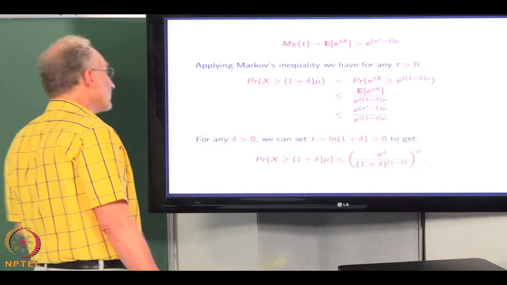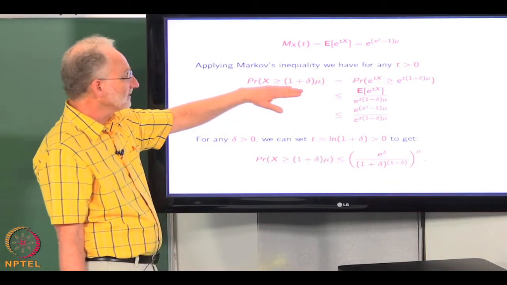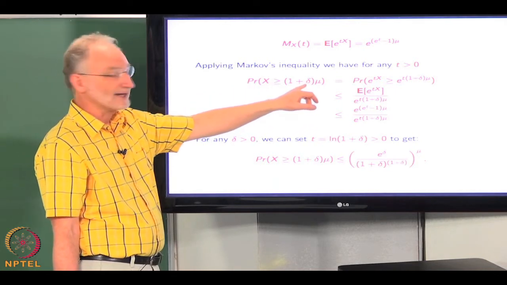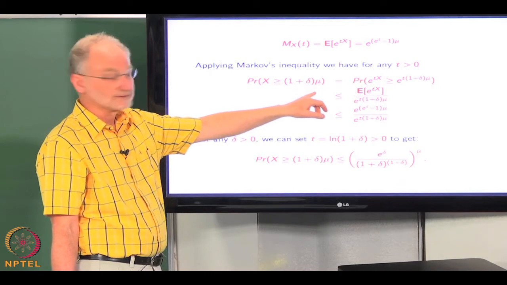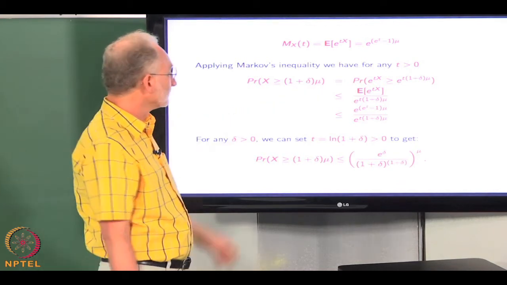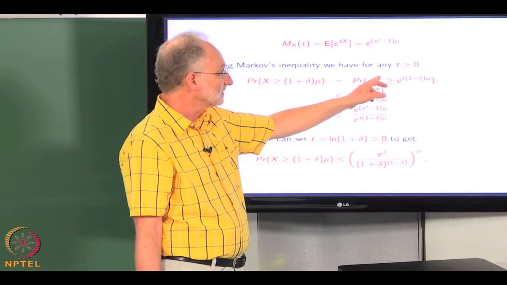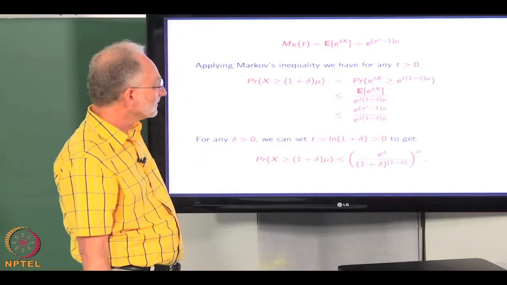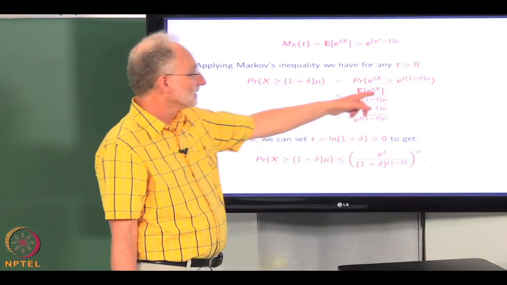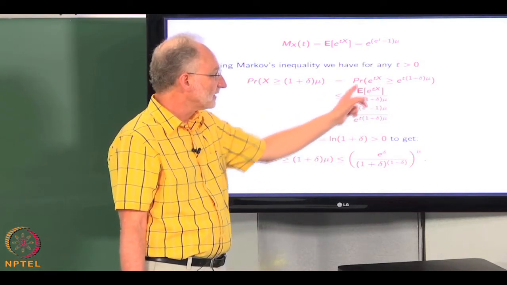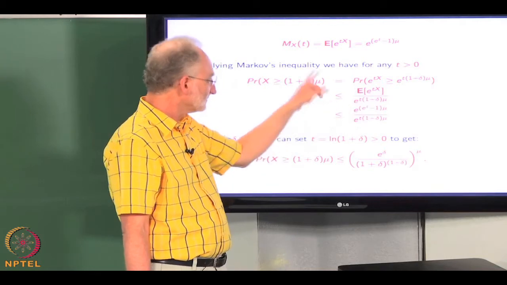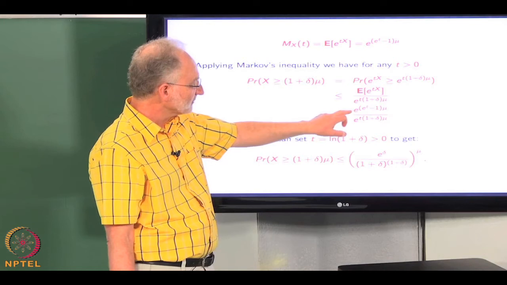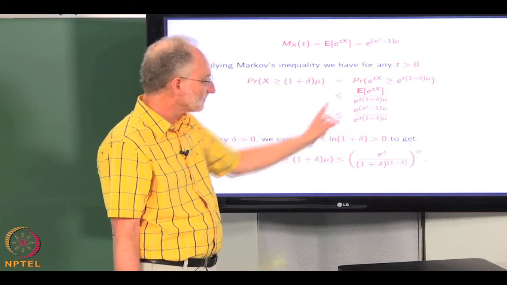Okay, so now we apply the Markov inequality. So the probability that X is delta away from its expectation, okay, so it's the probability that e to the tX is greater than e to the t(1 plus delta)mu. And now it's bounded by the expectation of this random variable divided by the value. Okay, and the expectation we computed is this value, and so we have this bound.